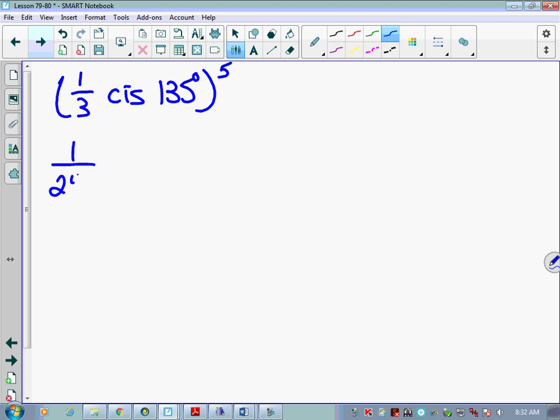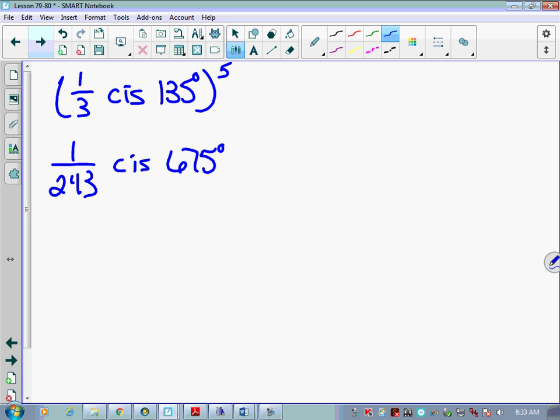1 over 243 is correct. Okay. Now, we're not going to take 135 to the fifth. What we're actually going to do is take 135 times 5. 675. Okay, so we get 1 over 243 cis 675 degrees. Now, our issue with this is that we want our answer in rectangular coordinates.